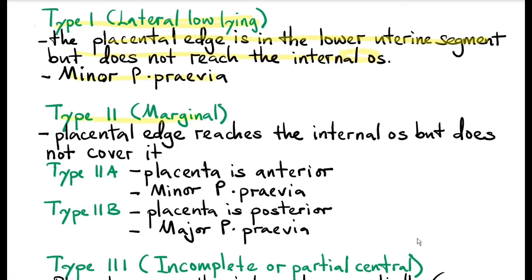Type 2, also known as a marginal placenta previa. The placenta edge reaches the internal os but does not cover it. It's further divided into type 2A where the placenta is anterior. This is a minor placenta previa. Type 2A is a minor placenta previa. Type 2B, the placenta is posterior. This is a major placenta previa.